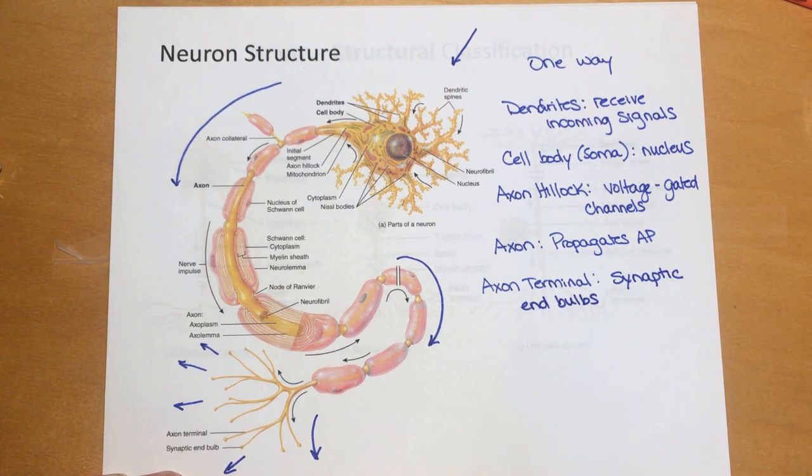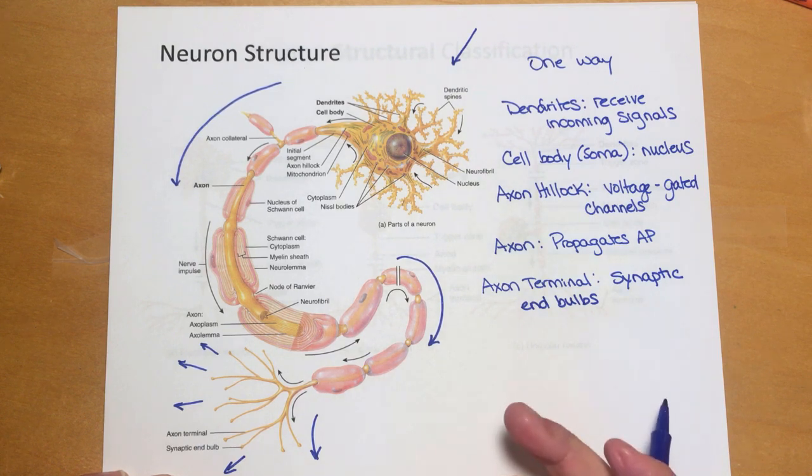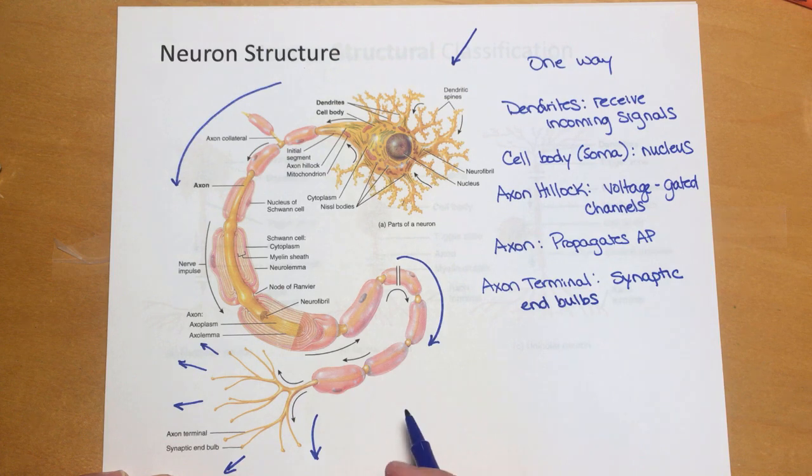And of course, we've already learned in the muscular system that those synaptic end bulbs are going to synapse with something that comes after the neuron. In the case of the skeletal system, we learned that there were muscle fibers that it would synapse with. But sometimes these neurons are going to synapse with other things like glandular epithelium or perhaps even another neuron.